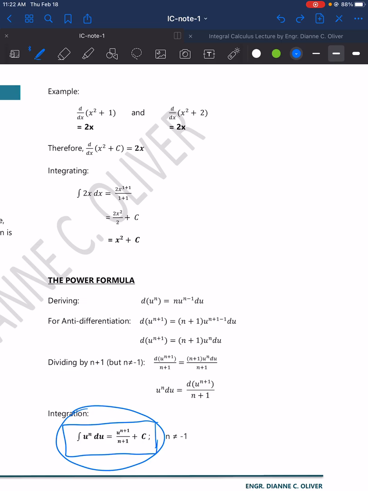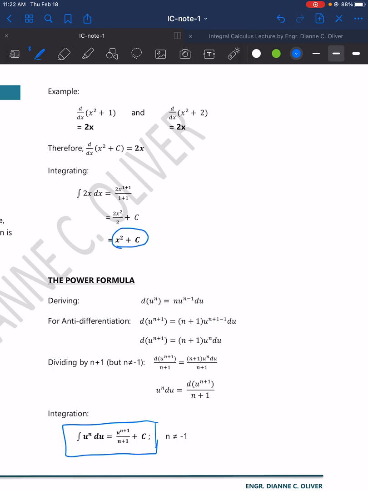So looking at this solution here, integral of 2x dx is equal to 2x. Then the exponent is 1. Of course, this is an imaginary 1 there. So that is 1 plus 1. So what happens here is imitated in the denominator. So 1 plus 1. So the answer there is 2x squared over 2. Cancel 2. So what's left is x squared plus c.